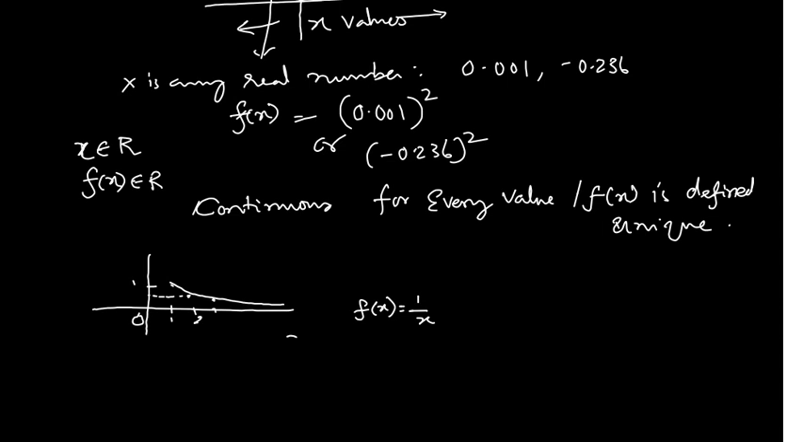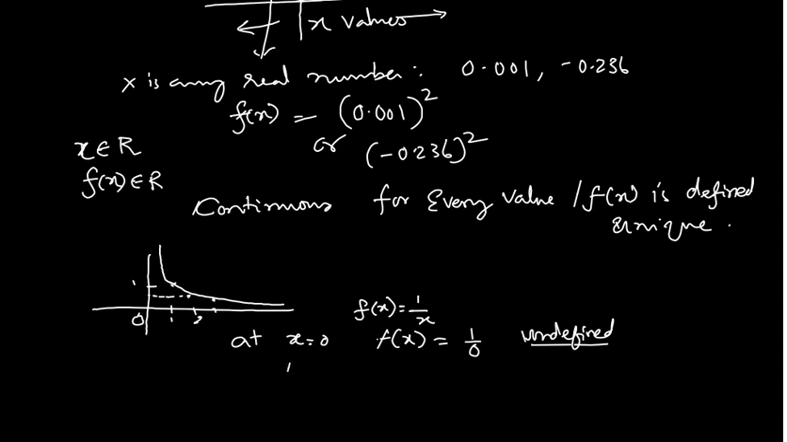Similarly, when x becomes infinity, when x equal to a very high value, for example infinity, what is that? Is it 1 by infinity? Also we don't know. That means cut. It will never touch this x-axis. So this is called a break. It has a break at 0. That means this function has a break at x equal to 0.